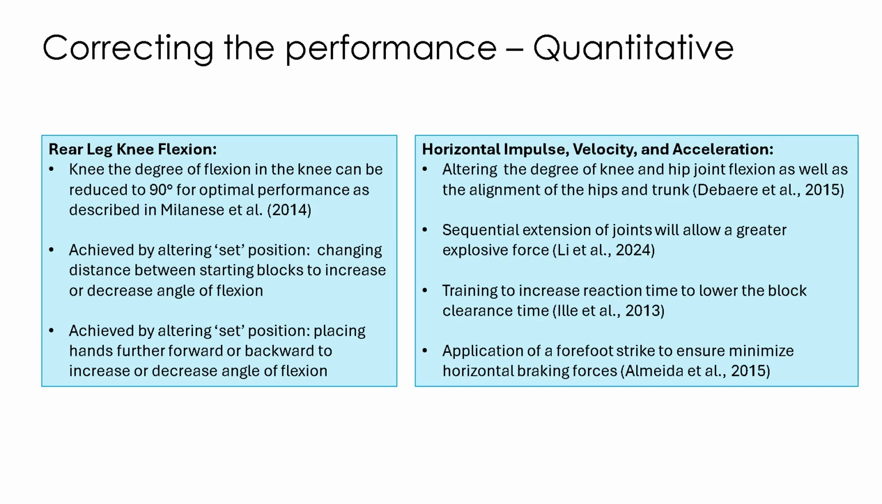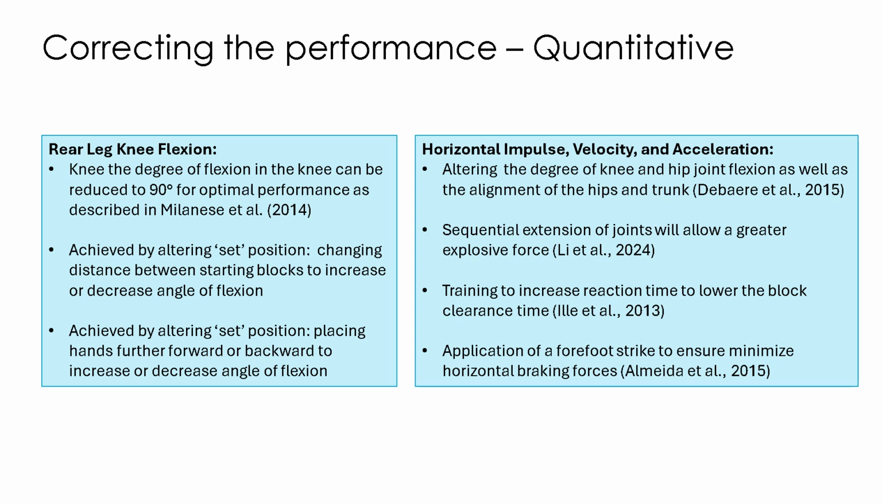The rear leg knee flexion can be reduced to 90 degrees for optimal performance, as described in the literature from Milanese and colleagues. To achieve this, the set position must be altered by either changing the spacing between the starting blocks or by having the runner place their hands further forwards or backwards. This will allow the knee joint angle to increase or decrease as necessary.